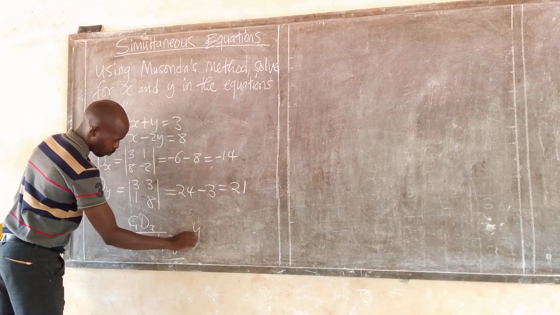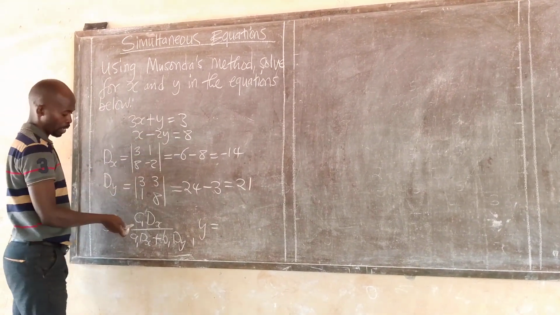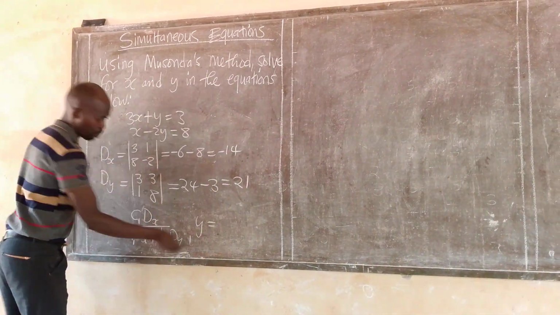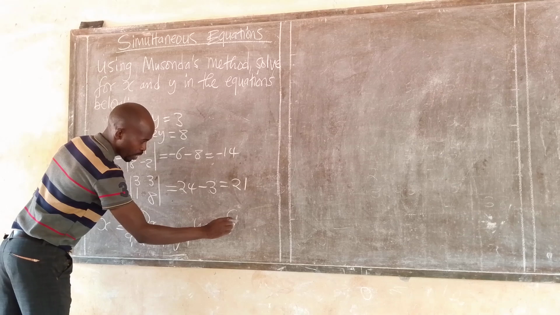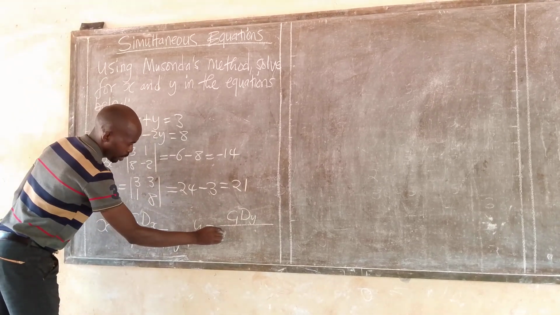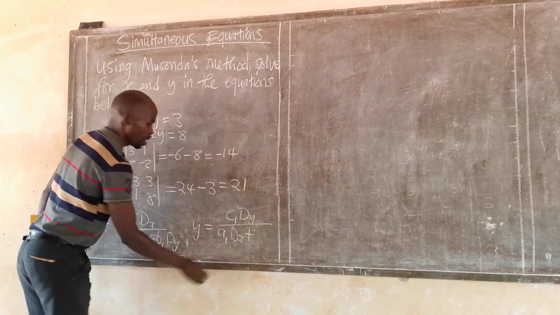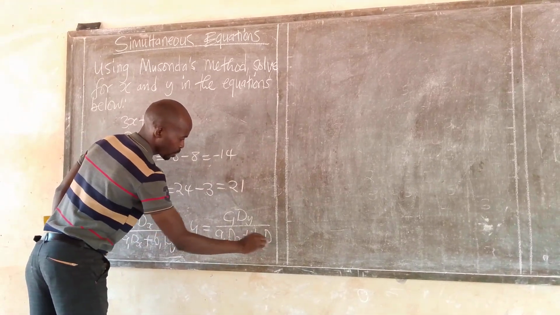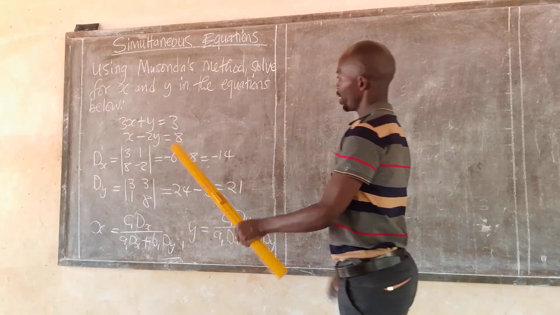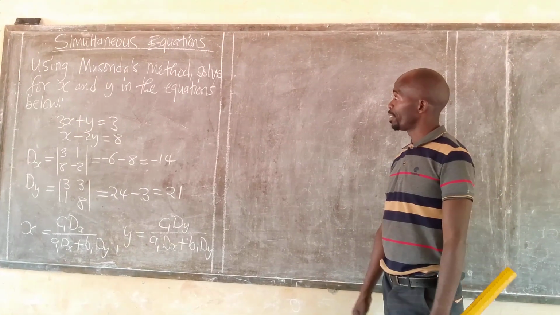Then for the value of y, if you are using the same first equation, it will be equal to C1 times the determinant of y, divided by A1 determinant of x plus B1 determinant of y. So let's use these two formulas to find the values of x and y.